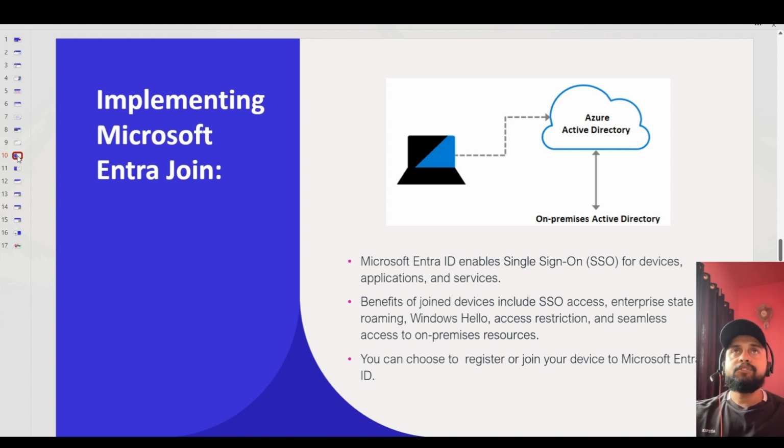Here is a diagram of what Microsoft Entra Join means. Microsoft Entra ID enables single sign-on (SSO) for devices, applications, and services. The benefits of joined devices include SSO access, enterprise state roaming, Windows Hello, access restrictions, and seamless access to on-premises resources. You can choose to register or join your device to Microsoft Entra ID. If you join your devices to Microsoft Entra, you can take advantage of all these benefits for services or devices on premises.